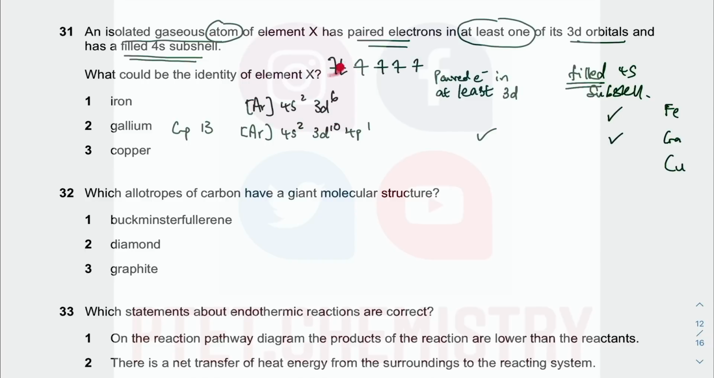So you do have paired electrons in at least one of the 3d orbitals. Okay. How about copper? Copper is argon. Sorry, start from argon. Then 4s2, 3d10, and then not 3d10, 3d9, because 2 plus 9 is 11.